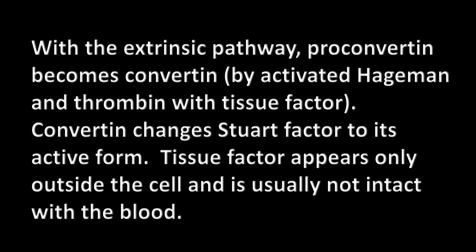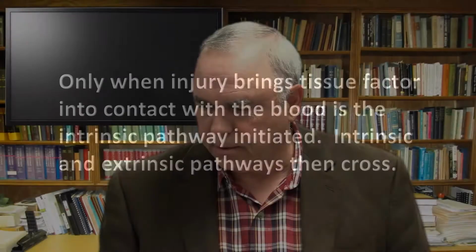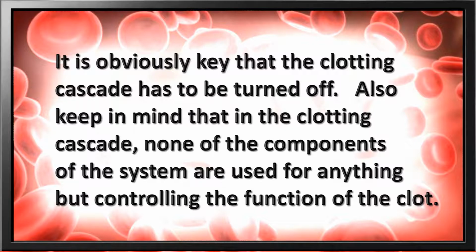With the extrinsic pathway, proconvertin becomes convertin by activated Hageman and thrombin with tissue factor. Convertin changes Stuart factor to its active form. Tissue factor appears only outside the cell and usually does not interact with the blood. Only when injury brings tissue factor into contact with the blood is the extrinsic pathway initiated. Intrinsic and extrinsic pathways then cross. So, it is an obvious key that the clotting cascade has to be turned off.